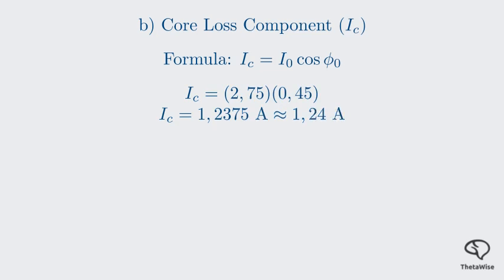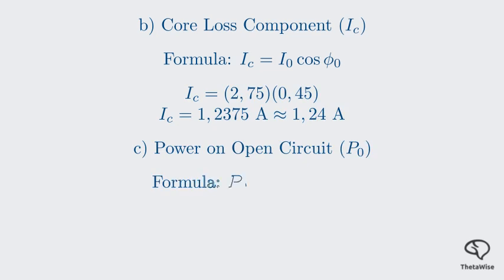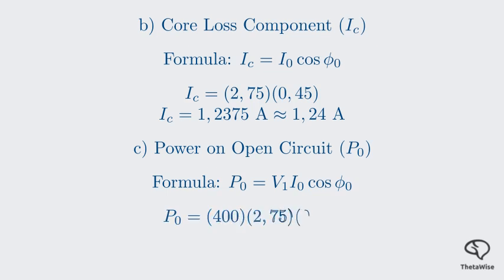Finally, let's calculate the no-load power. The last part is to calculate the power on open circuit P sub 0. The formula is P sub 0 equals V sub 1 times I sub 0 times cosine phi sub 0. Again, we have all the required values from the question. P sub 0 equals 400 volts times 2.75 amperes times the power factor of 0.45.